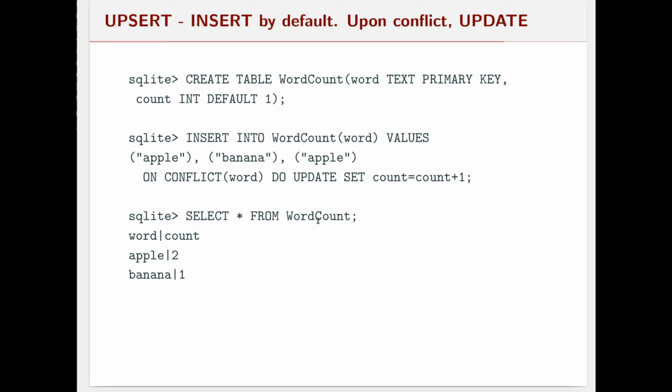So when we run a select statement, here we'll have word and count: apple will have a count of 2 and banana will have a count of 1. So this is yet another conflict resolution strategy where you have the flexibility to update an existing row.